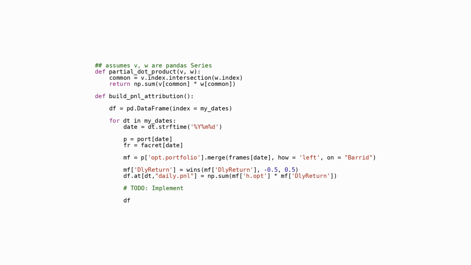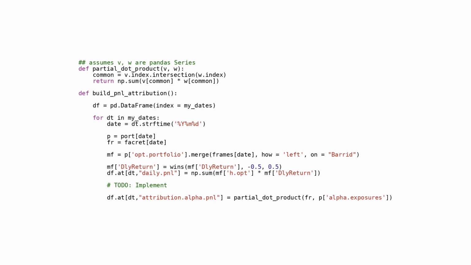It calls partial_dot_product with the factor returns and respective exposures to calculate the alpha and risk P&L. Additionally, it directly assigns total.cost to the corresponding P&L attribution. 5. Once all the calculations are done for each date, the data frame DF is returned with daily P&L and its attributions for the whole period in my_dates.